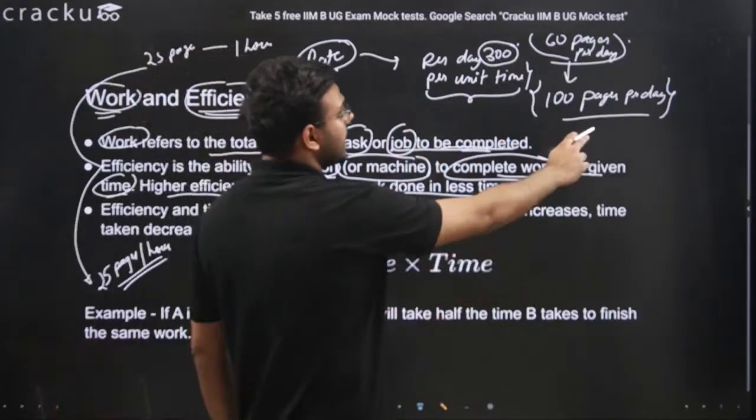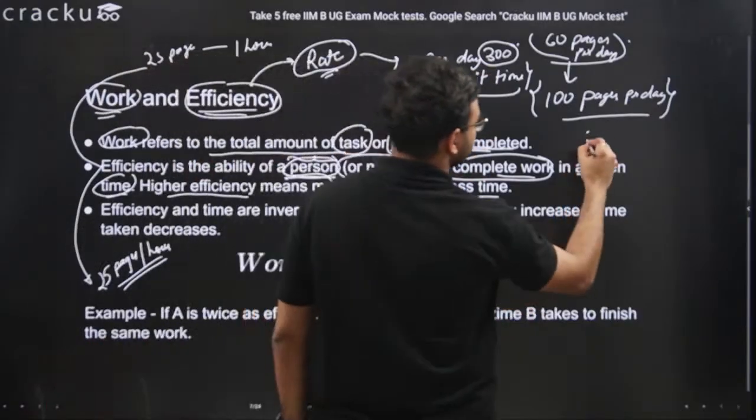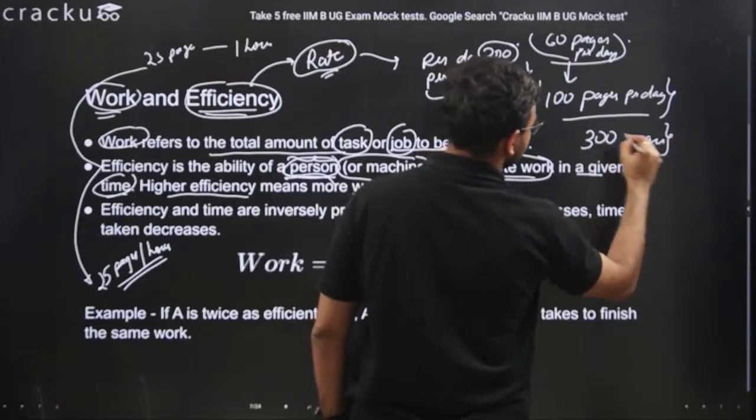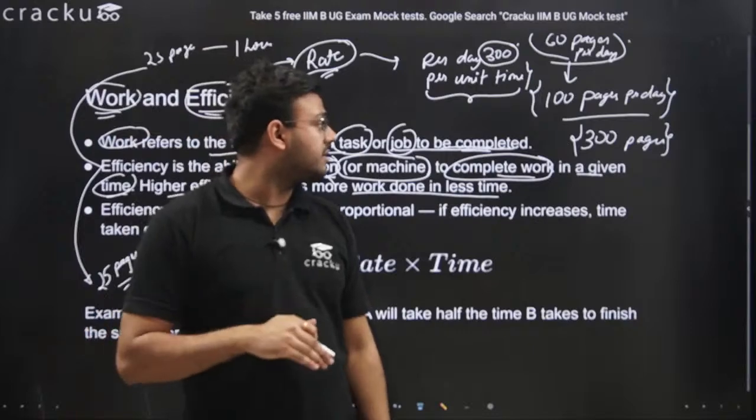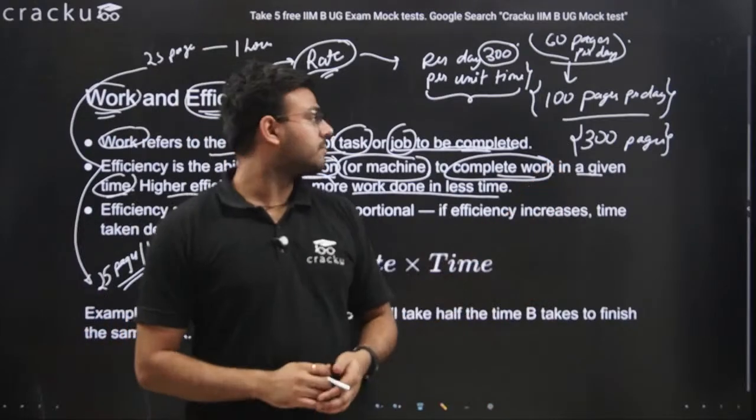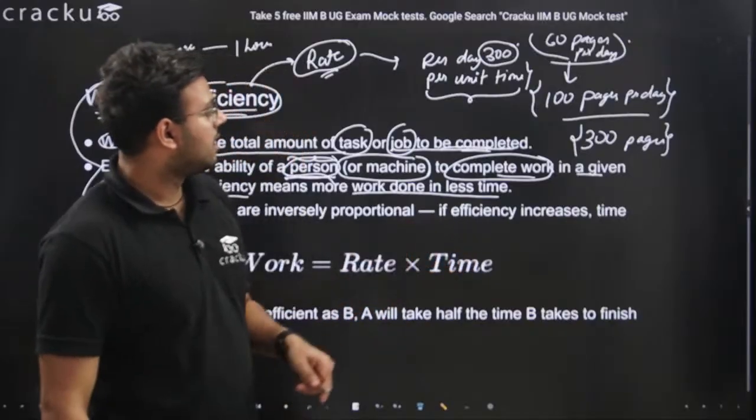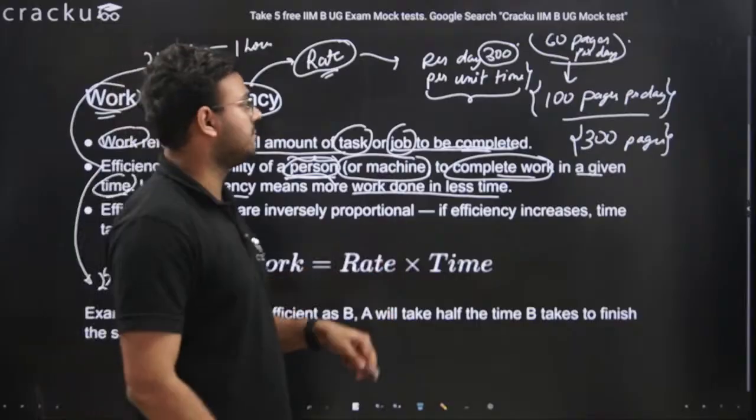Now, if you're reading at 100 pages per day, and you have to read how many? 300 pages. I think this is not visible there, so I'll write here 300 pages you have to read. So 100 pages per day and 300 pages. So 300 divided by 100 is basically 3 days. You require 3 days to read the entire book of 300 pages.